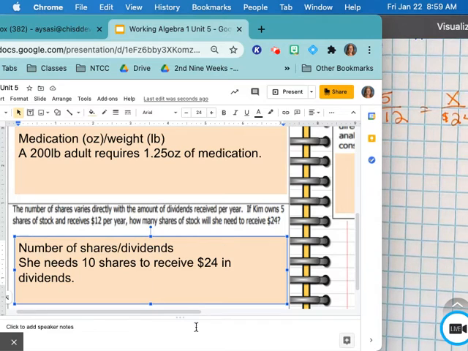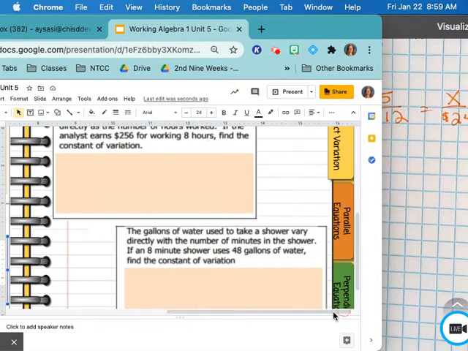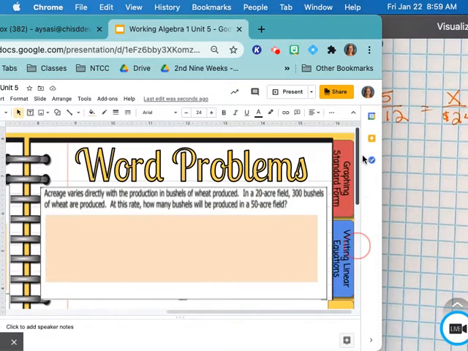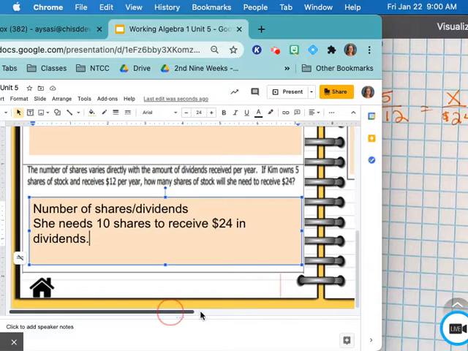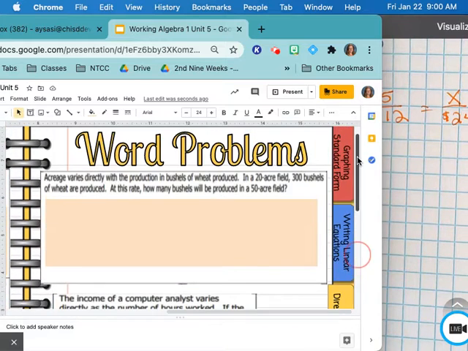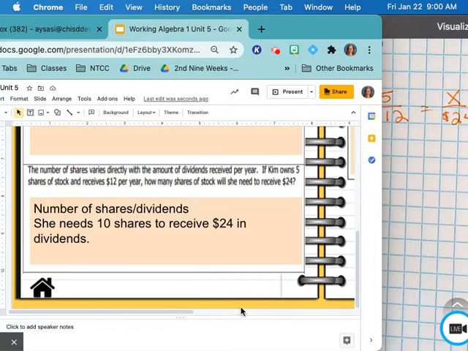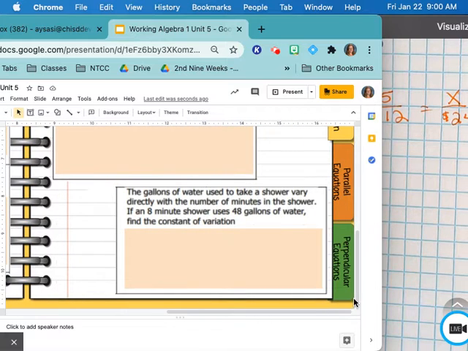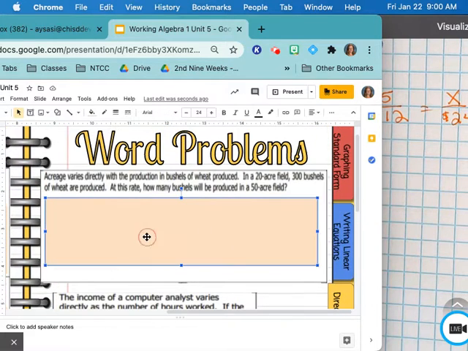Okay, let's go to number 4. Over here. Acreage varies directly with production in bushels of wheat produced. In a 20-acre field, 300 bushels of wheat are produced. At this rate, how many bushels will be produced in a 50-acre field? Do y'all know what a bushel is? It's a way to count some kind of crop.